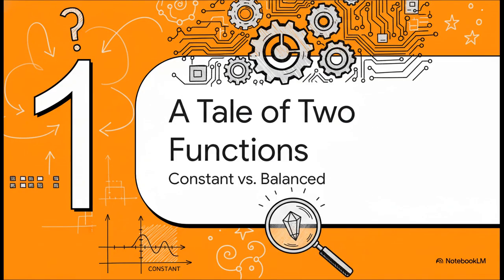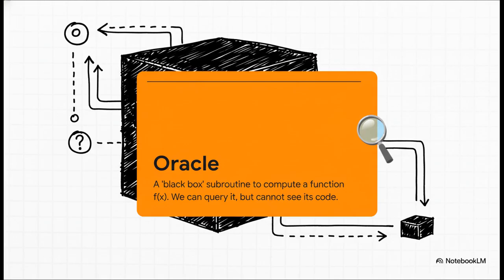Okay, so first things first, let's get really clear about the problem we're trying to solve. It all boils down to figuring out the secret identity of one of these two functions. In the quantum world, we call this mysterious black box an oracle. You can think of it like a program you're allowed to run, but you are absolutely not allowed to look at the source code. You can ask it questions, but you can't peek behind the curtain.